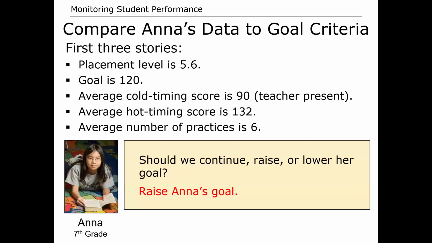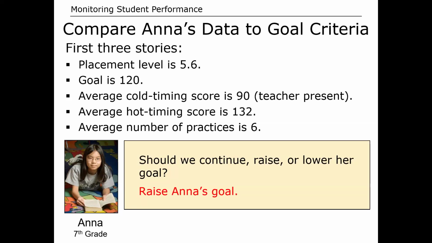In this situation, I would want to raise Anna to a higher goal. I would not raise her goal significantly so that she couldn't reach it. In fact, we usually raise by 10 at a time. So her new goal would be 130. She can still meet it, but she's still going to have to practice about the same number of times in order to do that, which is what I want, right?